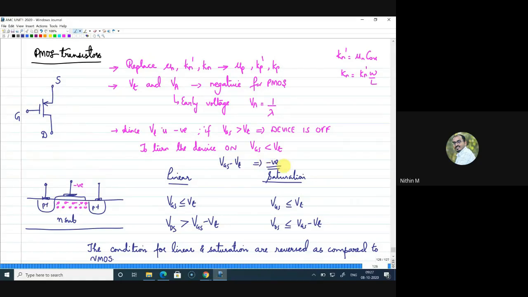This is required whenever we solve the drain current equation, and when we get the value of VGS minus VT, if it is an NMOS device and you are getting a negative value, you can neglect that. But if it is a PMOS device and you are getting a positive value, you can neglect that. So for a PMOS device, VGS minus VT, the overdrive voltage, will always be negative.